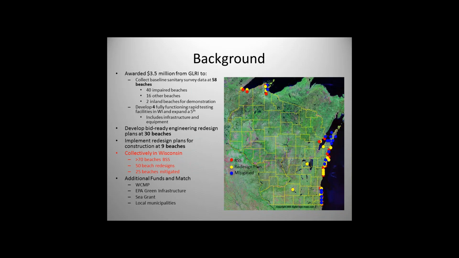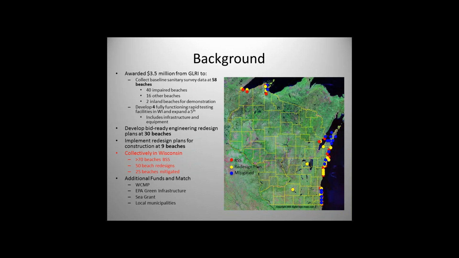So the next step, we collected all of our baseline data. This was over 3 years. Some beaches we did 4 years of baseline data. We then used that data to develop over 30 beach redesign plans as part of this project. Again, you can see all these dots on here. So red is routine sanitary surveys, yellow is redesign plans, and blue is the mitigation, beaches that were actually mitigated.